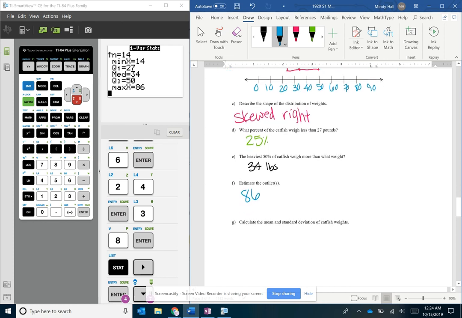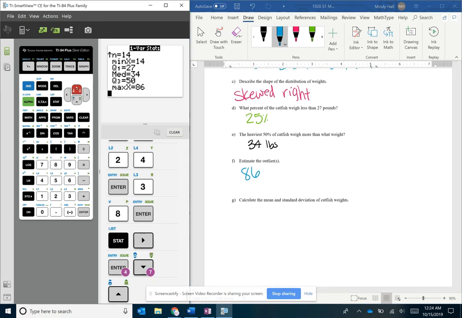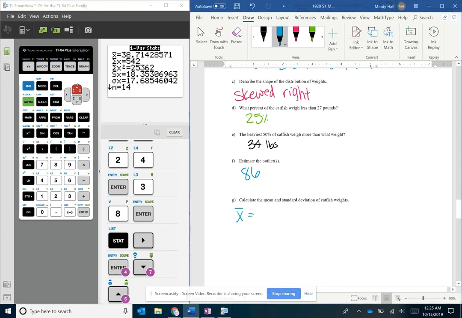So then to calculate the mean and standard deviation of the catfish weights, you already have it. That's your 5-number summary. Just come back up. My mean is going to be that x-bar, which in this case is 38.71. And then my standard deviation is at Sx, which is going to be 18.35. Okay.